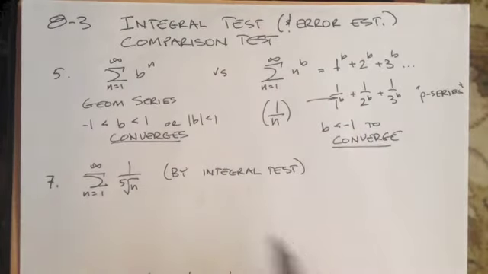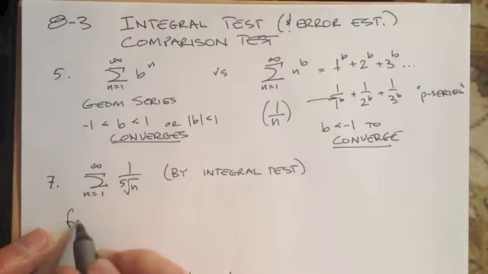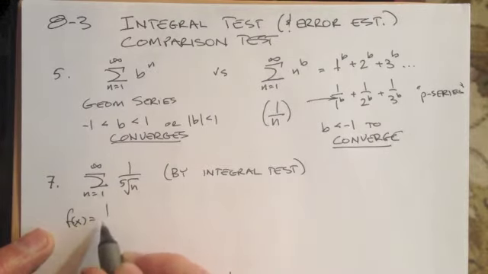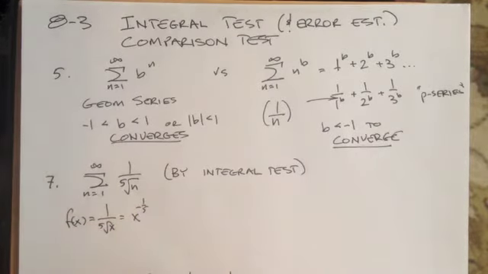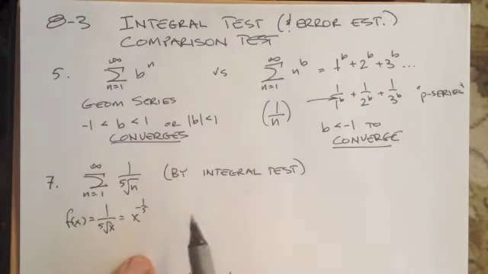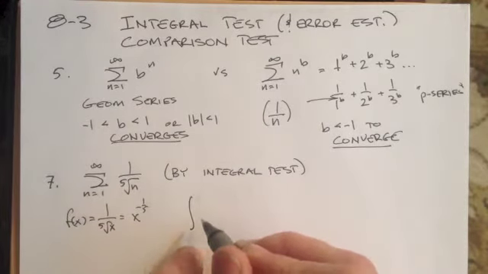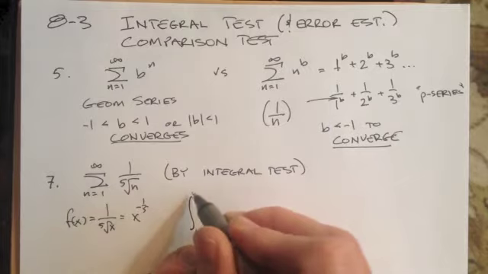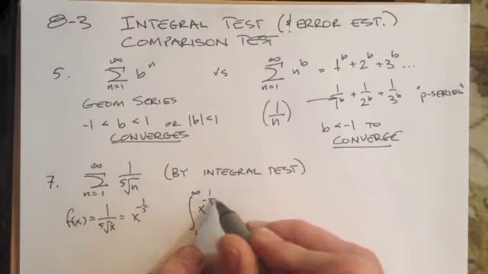So let's try it. Here we go. We have a function that we can model this with. That would be f of x equals 1 over the 5th root of x, or x to the minus 1/5 power. And to decide what this is going to do by an integral test like we're asked to in the book, we would say, well, that's just going to be the integral from 1 to infinity of x to the minus 1/5 power.